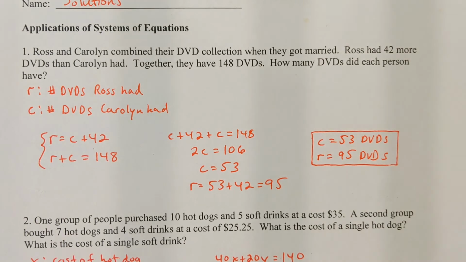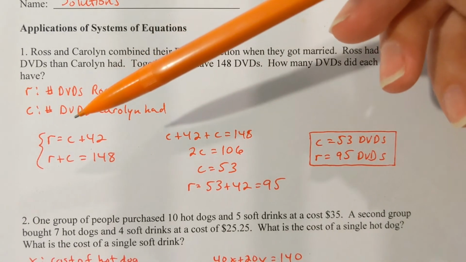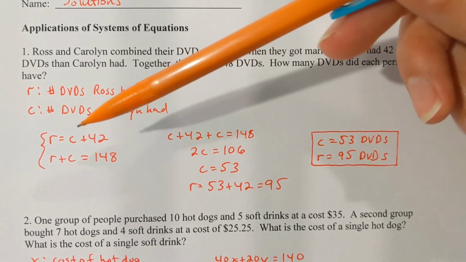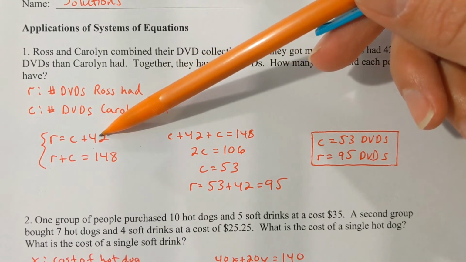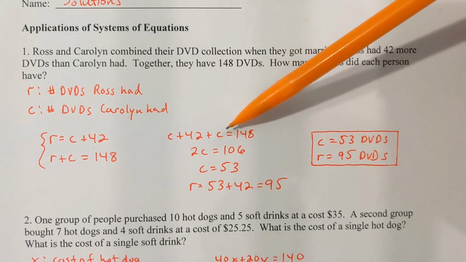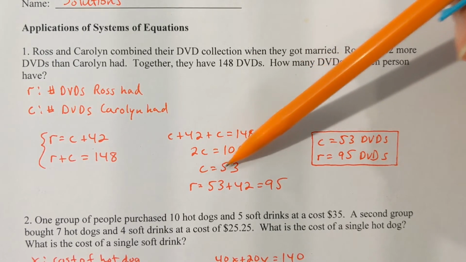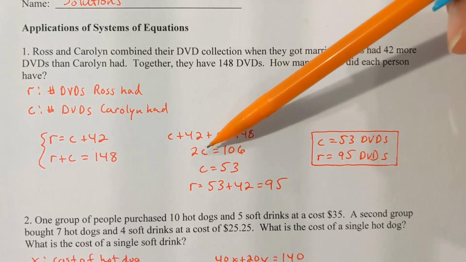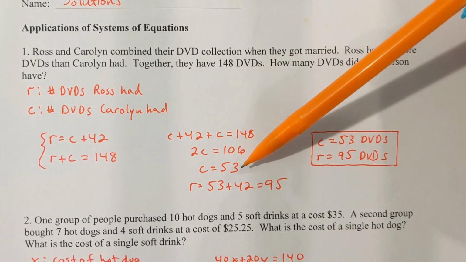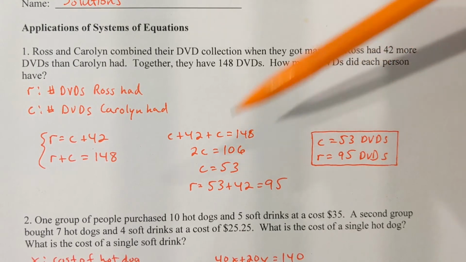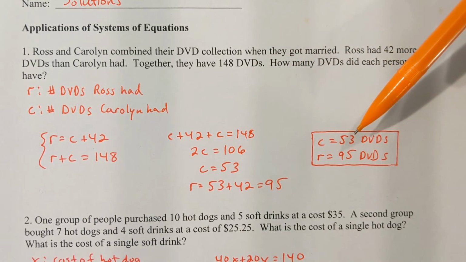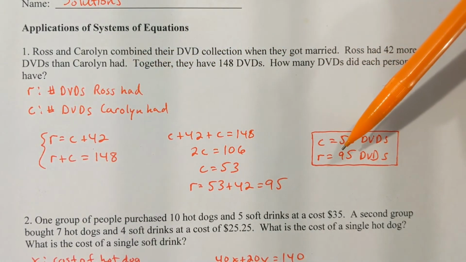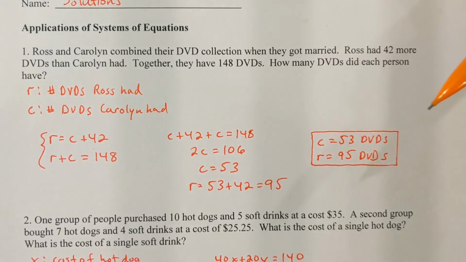Again, any method is fine. Just the fact that this top equation has already been solved for R means that maybe we could use the substitution method here. If we substitute C plus 42 into the bottom equation where we see R, then everything is in terms of C. And I can get C first. C plus C is 2C, subtract 42 from both sides, and then divide by 2. I'm getting C equal 53. Knowing that C is 53 means that Carolyn had 53 DVDs. Now Ross had 42 more than that, so he would have had 95 DVDs then.